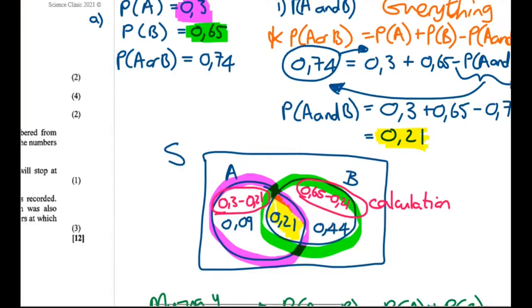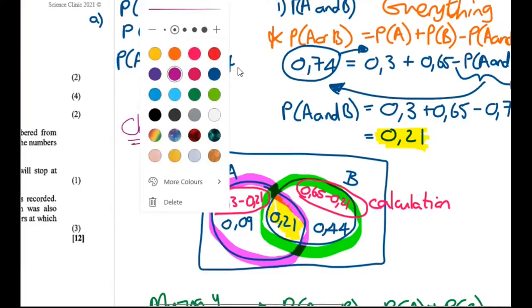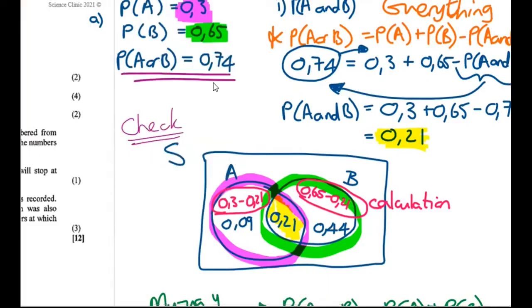The last thing we can do is actually do a quick check. Well, it's not quite the last thing because my Venn diagram's not finished. I'm going to just do a quick check here. Remember that they told me that A or B is everything inside the circles, has to be 0,74. So I'm going to add up everything I've got in the circle. So that's 0,09. We're going to add the 0,21 and we're going to add the 0,44.